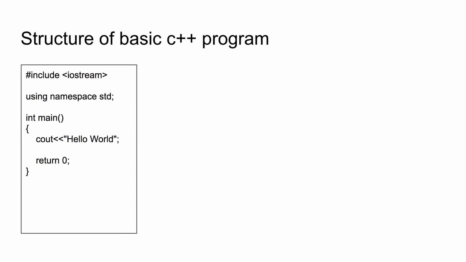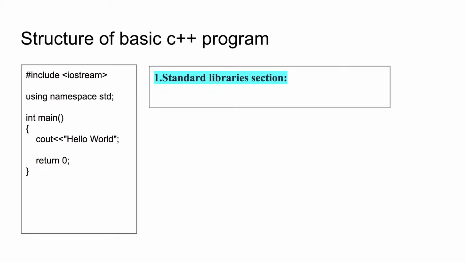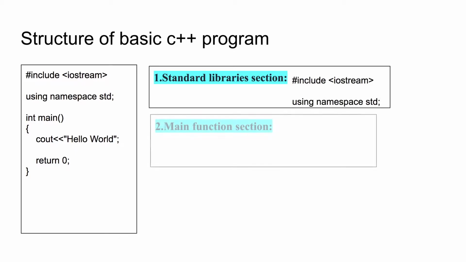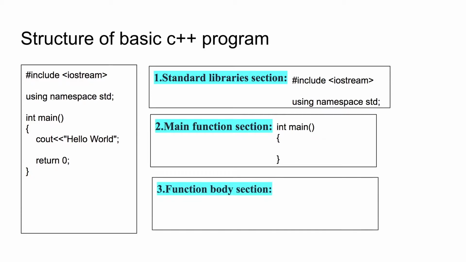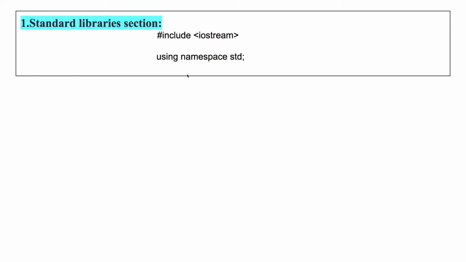In C++, a program is divided into the following sections. First one is the standard libraries section. This contains these two statements. Then the main function section. This contains this one. And then the function body section. This contains this. Our first section is the standard library section, which includes #include <iostream> and using namespace std.